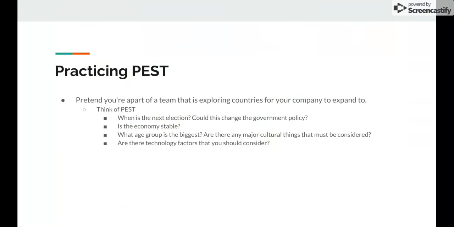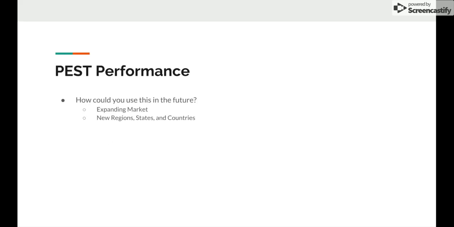And then, practicing PEST, you really want to pretend like you're exploring a new option. And so ask some questions. For the P portion of the PEST analysis, when is the next election? How could this change the government policy? For the E, look at the economy. Is it stable? For the S, look at which age group is the biggest within that market, and is there any major cultural things that must be considered? And then for the T, what other technology factors should be considered?